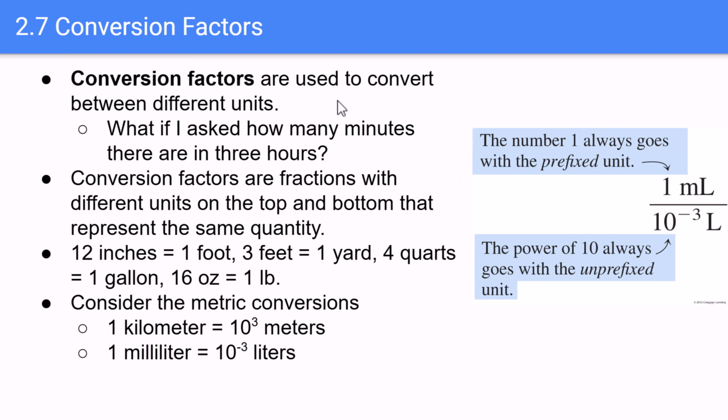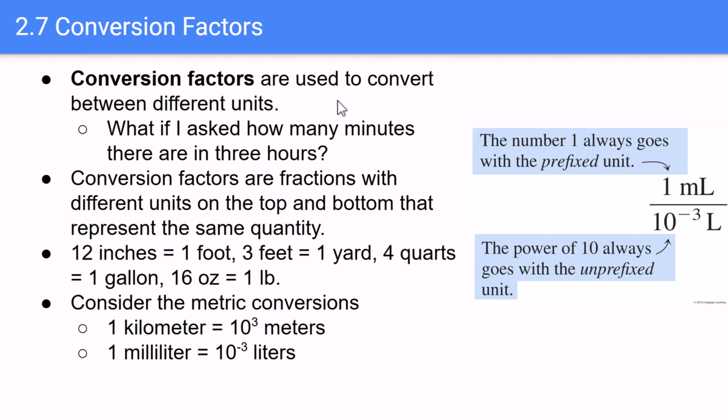So one of the most important things that we do in chemistry is we spend a lot of time converting between one unit and another unit, and that's for a variety of reasons. Sometimes we start off with a chemical in one particular unit, we need to get it into another unit in order to utilize it in a lab experiment.